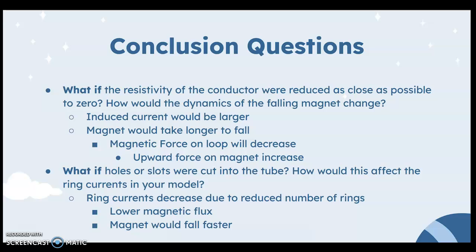What if holes or slots were cut into the tube, and how would this affect the ring currents? The ring currents would decrease due to the reduced number of rings. That would lead to a lower magnetic flux, and therefore the magnet would fall faster.